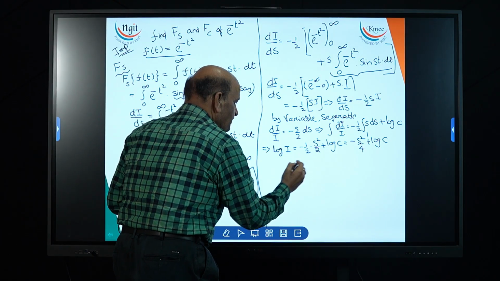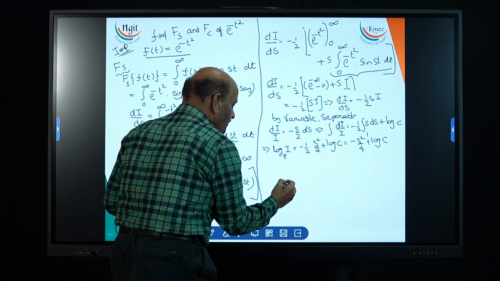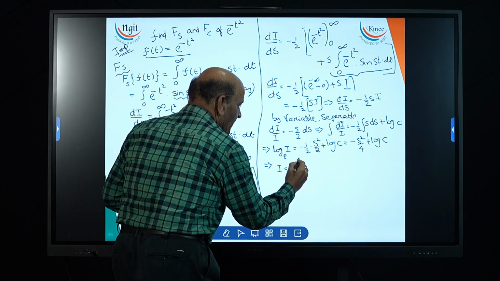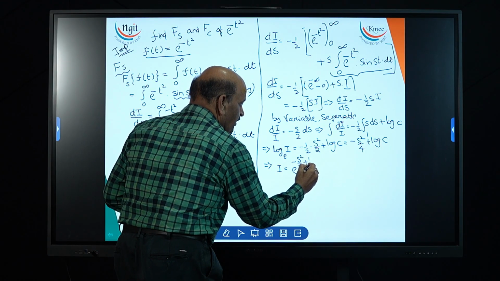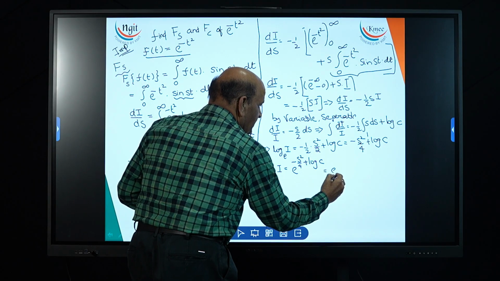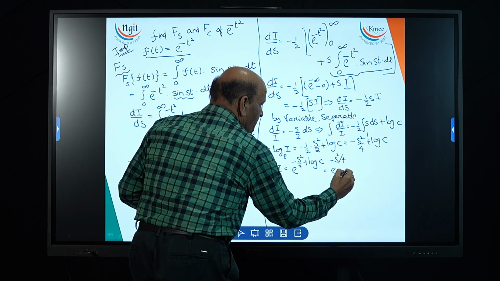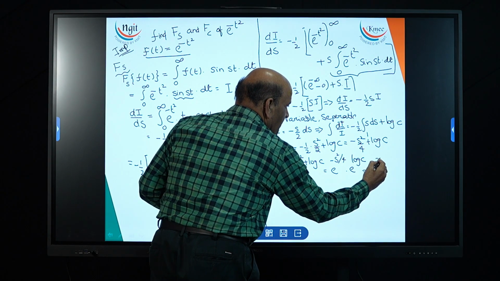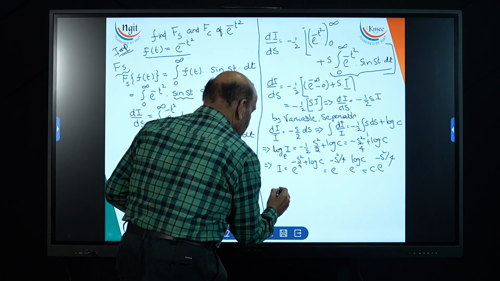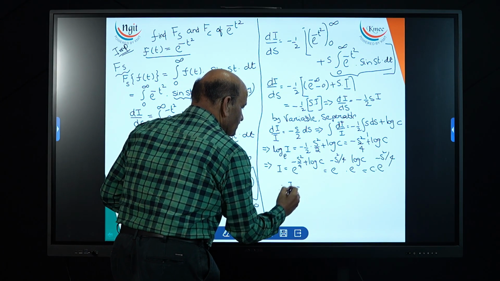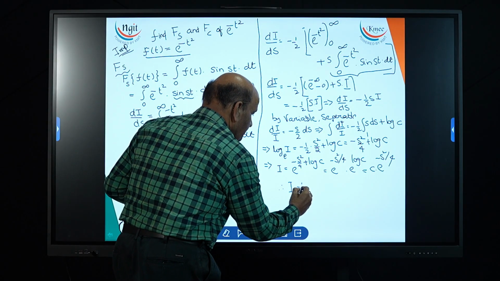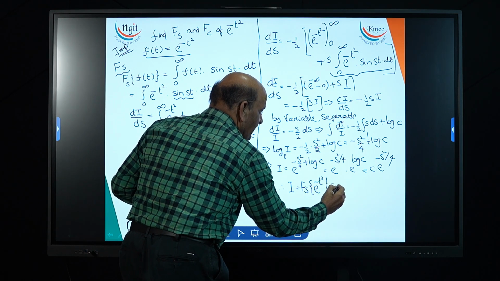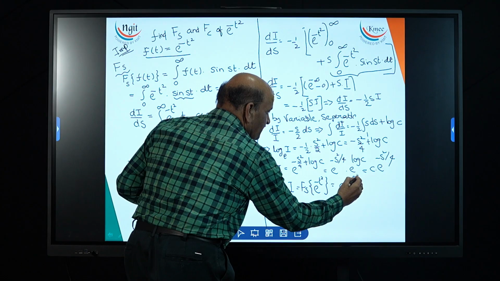So now log I equals this. Here this is a natural logarithm, so base equals what? e. This implies I is equal to e power minus s square by 4 plus log c. Now this can be written as e power minus s square by 4 into e power log c. So e power log c means what? c. So c into e power minus s square by 4. Therefore, the integral I, which is the Fourier sine transformation of e power minus t square, has value equal to some constant into e power minus s square by 4.